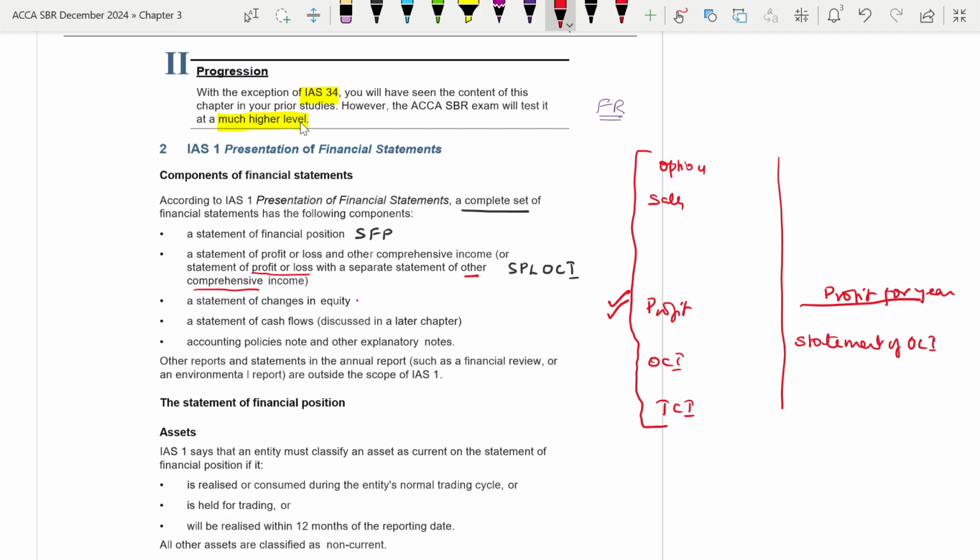You have the changes in equity, the changes in cash flows, the notes to the accounts, and other reports and statements in the annual report. Nowadays, people are very much concerned about environmental reports, about the corporate governance report, and about corporate social responsibility accounting.